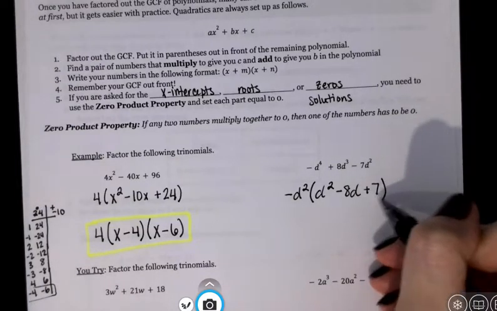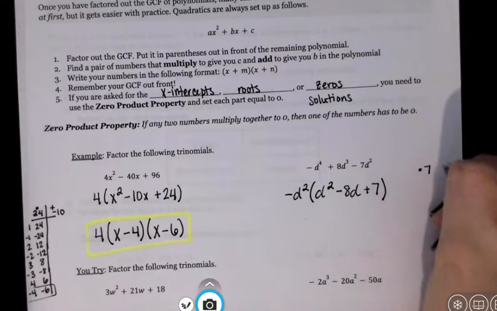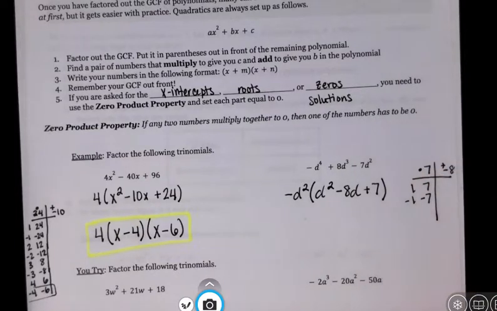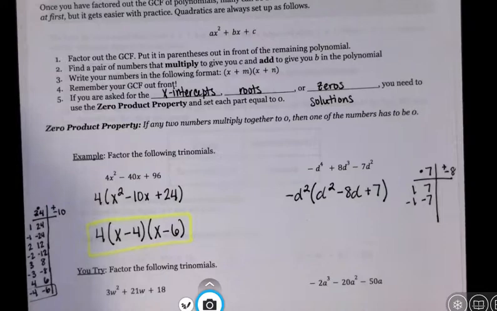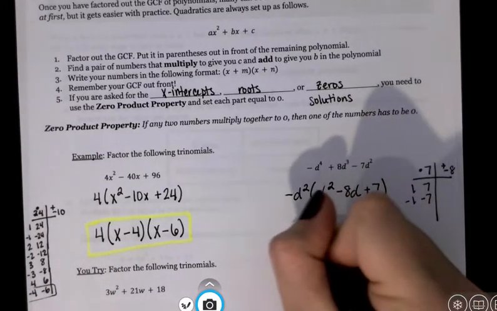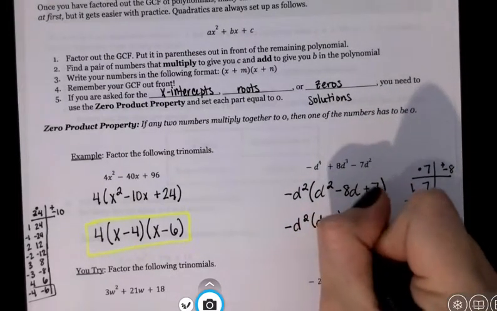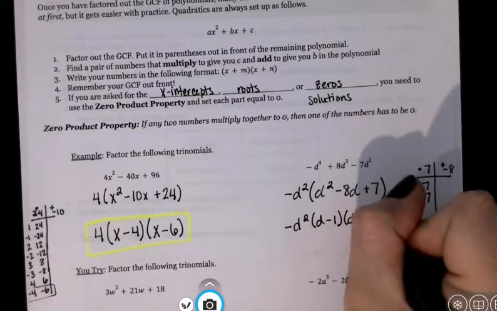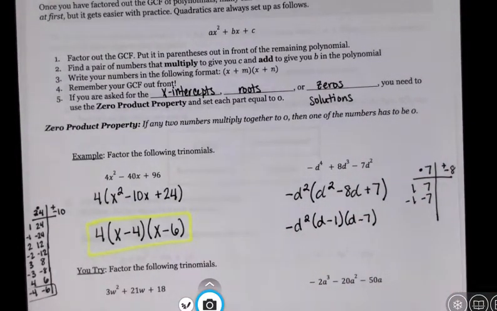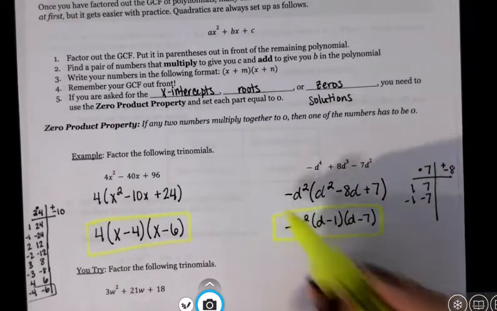So I want numbers that multiply to +7 that add up to -8. Well, that's nice because 7 only has one pair of numbers, 1 and 7. So I can do +1, +7, or -1, -7. But if I'm adding them up to -8, I want the negative version. So I put one factor in each, make sure I have my GCF out in front, and I'm done.